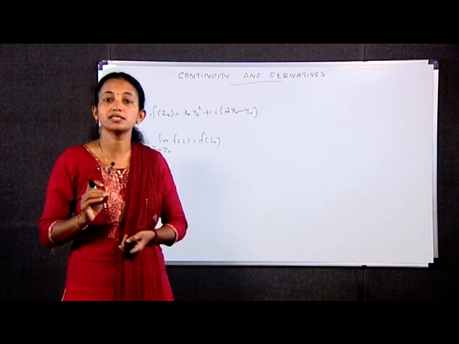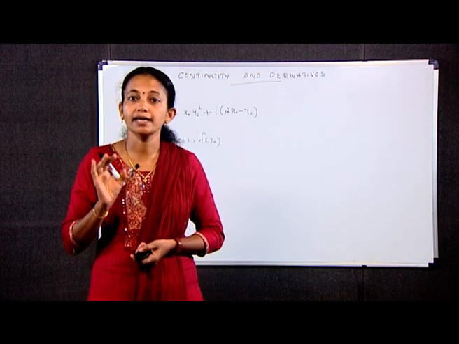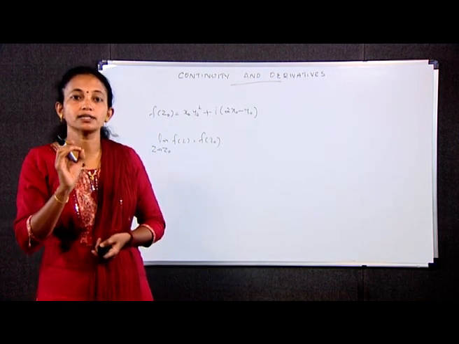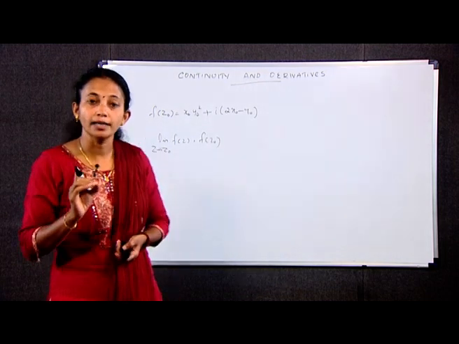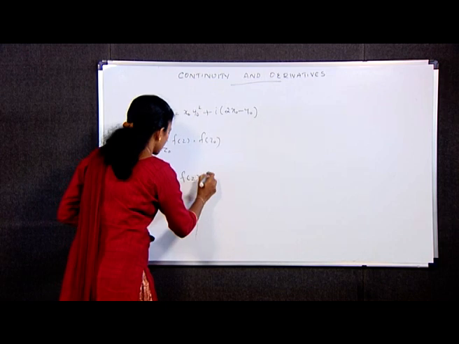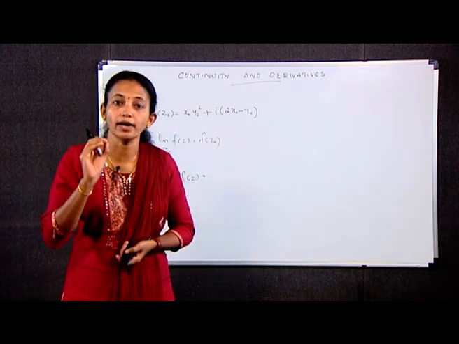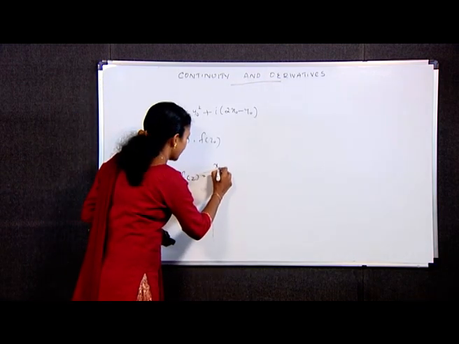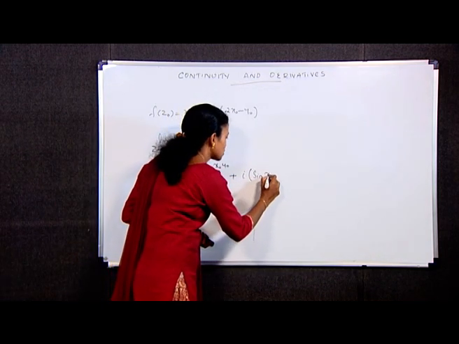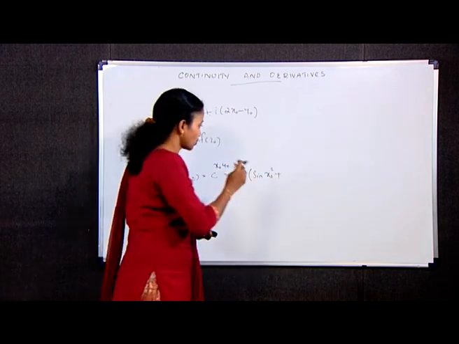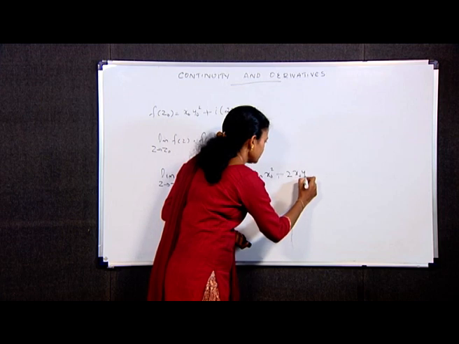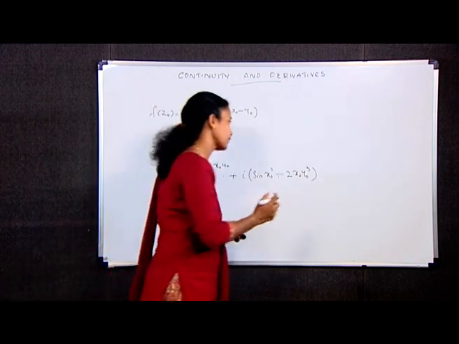Next we have an example. f(z) is equal to e raised to xy plus i sin(x square minus 2xy cube) is continuous in the complex plane because for any point z0 equal to x0 plus i y0, we have limit z tending to z0 of f(z) equal to e raised to x0 y0 plus i into sin(x0 square minus 2 x0 y0 cube), which is same as f(z0).